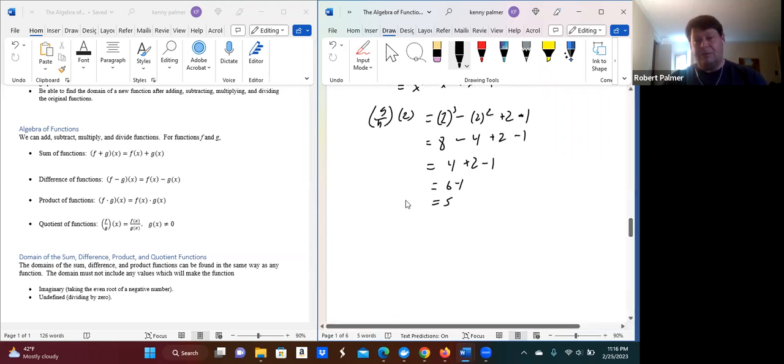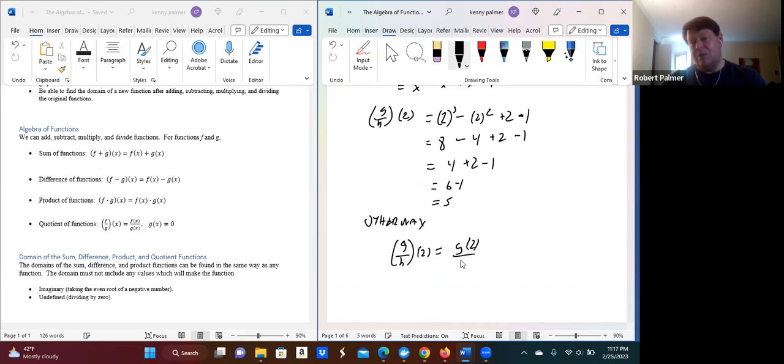Okay. All right. Now, let's do the other way for a constant. The other way says if I have g over h of x, write it this way first, g over h of 2, my rule then is going to be g of 2 over h of 2.